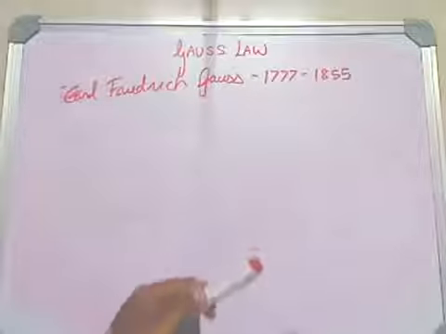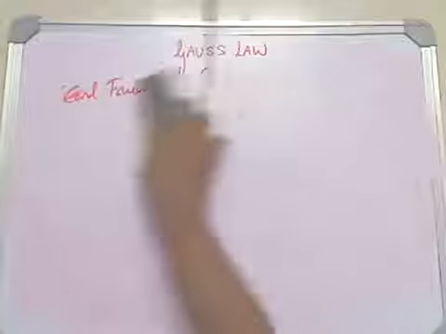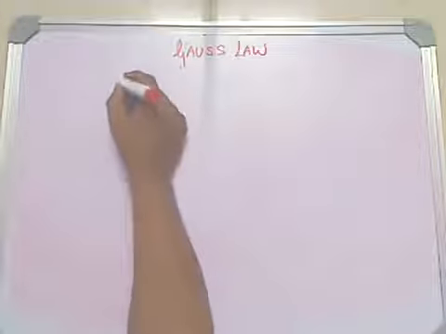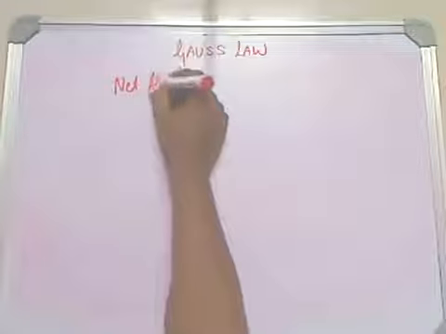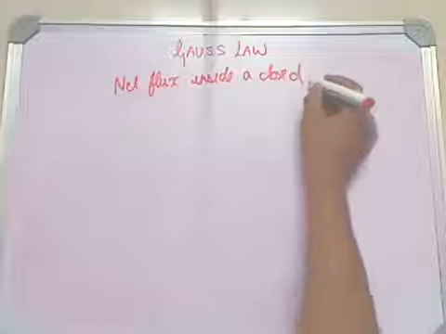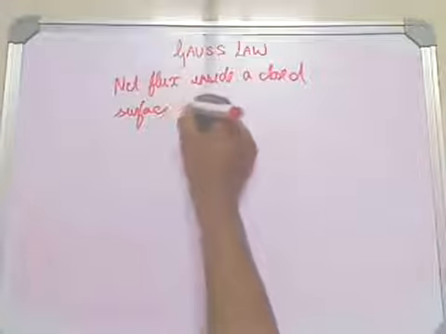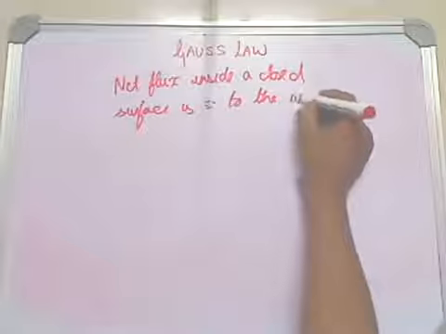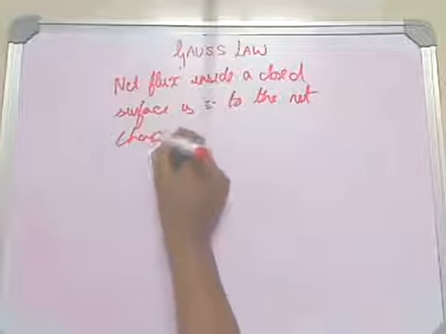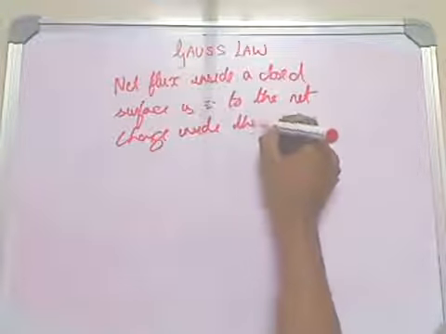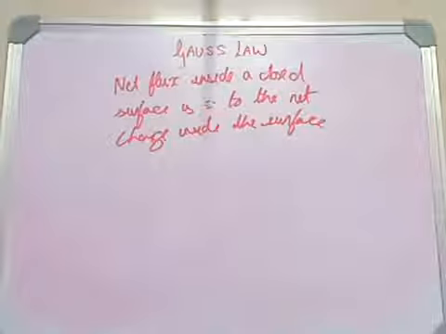So his major contribution in electrostatics would be the Gauss law, as you would call it. So what does the Gauss law actually say? It says the net flux inside a closed surface is equal to the intensity of the charge, or the net charge, which is there inside the surface. Net charge inside the surface. So this is something that he brought along.